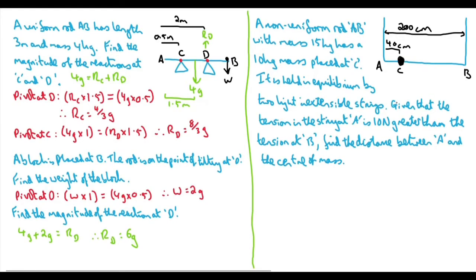Non-uniform rod AB with mass 15 kilograms has a 10 kilogram mass placed at C. Now, it is held in equilibrium by two light inextensible strings. Given that the tension in the string at A is 10 newtons greater than the tension at B, find the distance between A and the center of mass. So, non-uniform rod. Mentioned this before, saying obviously the opposite of a uniform rod.